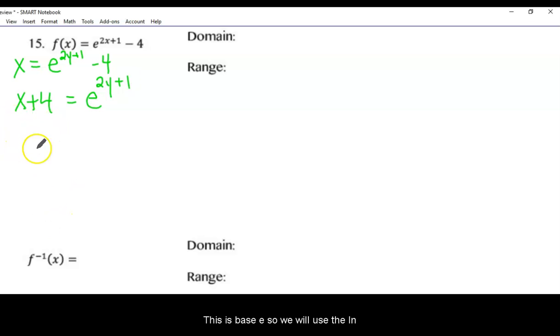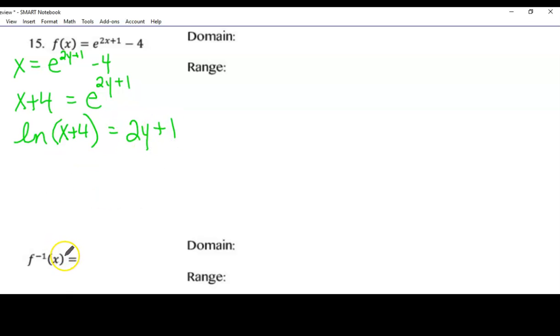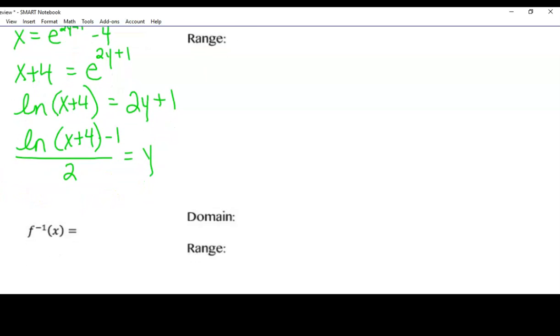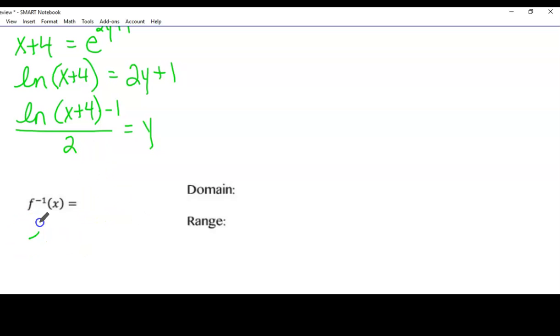So instead of writing log base e, we're going to use ln. That means log base e. And then in parentheses, your x plus 4. And then, of course, your exponent is always over here. Now, we can just think about these 2 steps at one time. We're going to subtract 1, and then we're going to divide by 2. So then we just need to rewrite it. I don't think I can fit it in there.